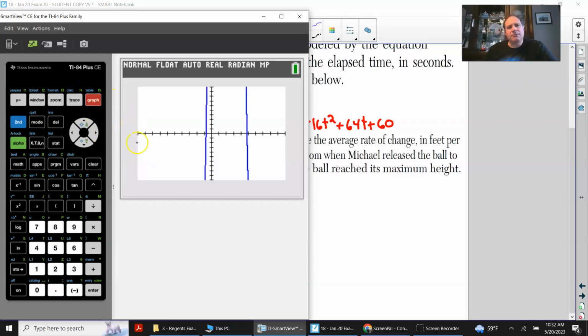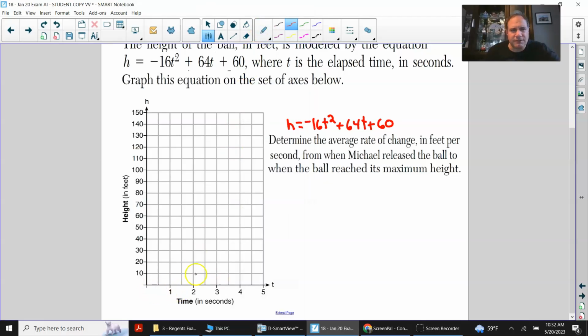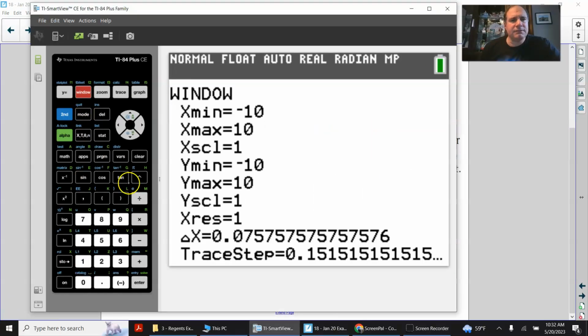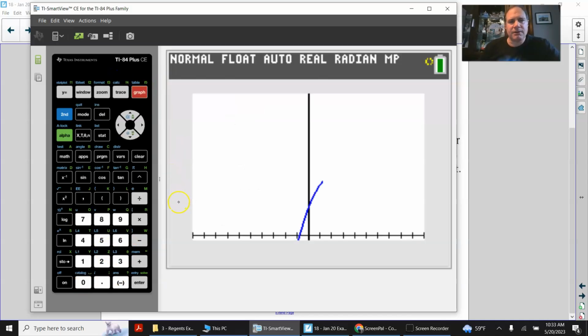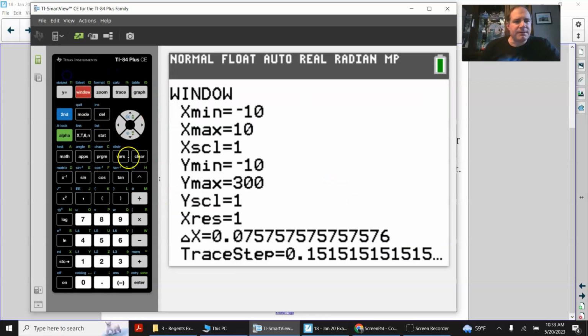So the problem is, though, I have that. And I'm just going to look at this and see what they gave me. They gave me a y that increases by tens, and they gave me x's that increase by halves. So first thing I want to do is mess with the window a little bit, because for the y max, I need to see the top part of this parabola. So I'm going to put that at 300. I'm just going to pick a number and hopefully lower it down a little bit to 200 just so I could see more of it.